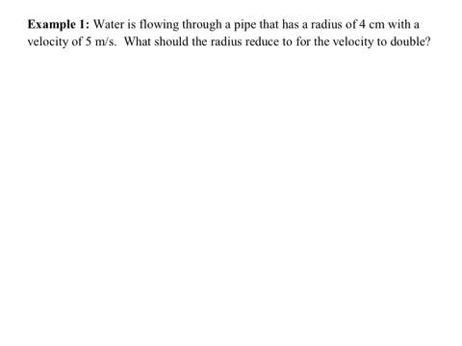Example 1. Water is flowing through a pipe that has a radius of 4 centimeters with a velocity of 5 meters per second. What should the radius reduce to for the velocity to double?